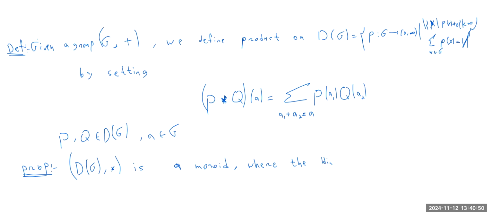is delta of E, where E is the identity element in G. Okay. So this delta of A, you remember this distribution delta of A, maybe let me remind you what I mean by this.